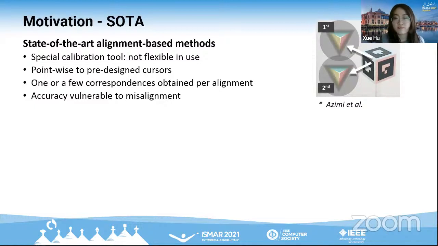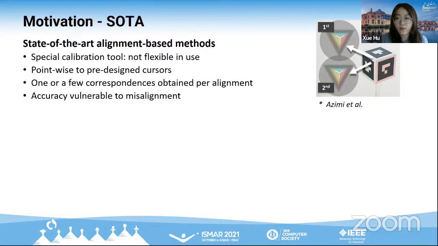Current alignment-based methods usually require users to align one or a few landmarks on a calibration tool to the displayed virtual cursors. Such an alignment scheme has several limitations. First, special calibration tools with artificial landmarks are usually required, which makes it impossible to calibrate anytime and anywhere. Second, the required manual alignment is usually pointwise to pre-designed cursor locations. Users may need to move a lot for the alignment.